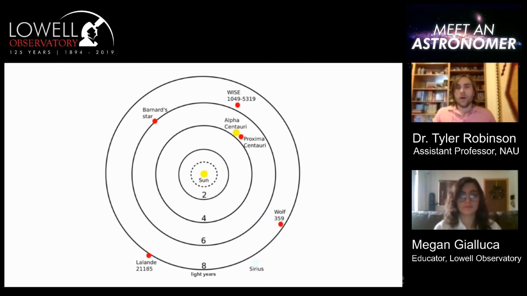M dwarfs have an extended active phase where they do lots of flaring, and that could be detrimental to, say, life, or could also have impacts for, say, oceans on these planets.